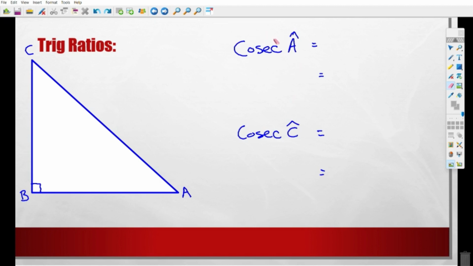Cosec, we know it's the reciprocal of sine. So reciprocal, what does reciprocal mean?